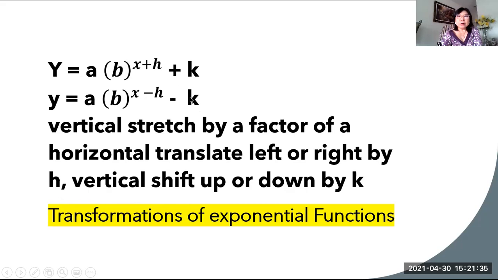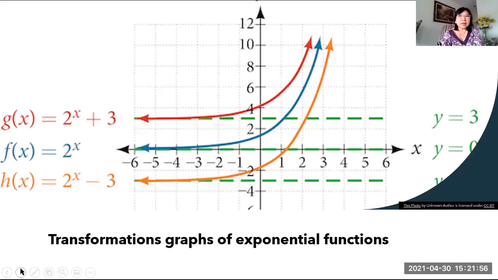And we shift down, and that's why we have a negative k instead of a positive k. If we shift the function up, we have a positive k. If we shift the function down, we have a negative k. So this is just a review of the transformations of exponential functions. Let's go to the next slide.